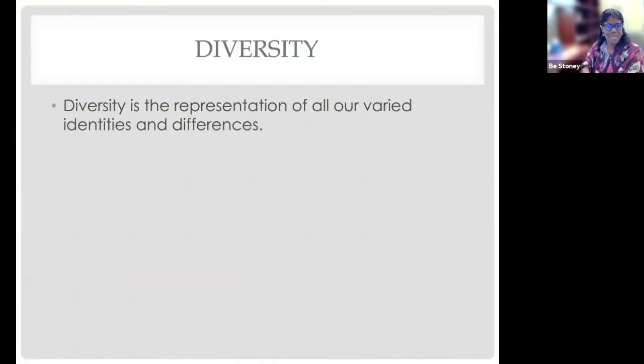So when we're talking about diversity, diversity is a representation of all our varied identities and differences. And as you know, it includes not just race, but disability, sexual orientation, gender identity, national origin, tribes. Sometimes we forget about that. Socioeconomic status, thinking, and even how we communicate. Our communication styles are very diverse.